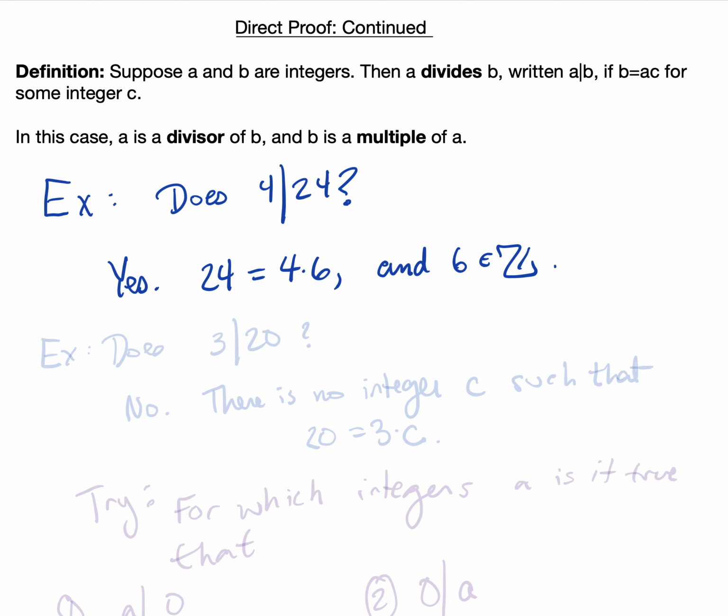Let's look at another example. So, for example, does 3 divide 20? And the answer to this is no. It's no because 20 is not equal to 3 times any integer. So there is no integer c such that 20 is equal to 3 times c.